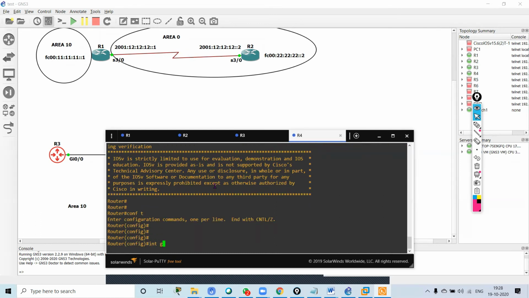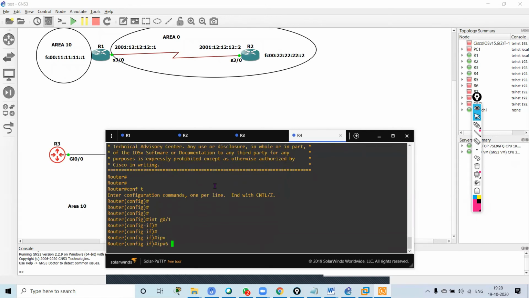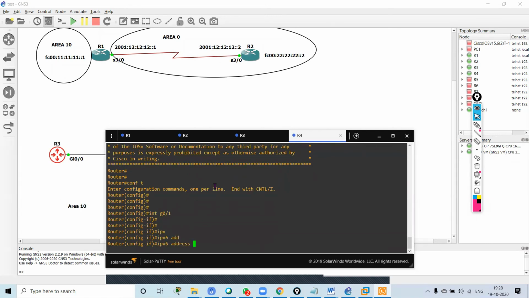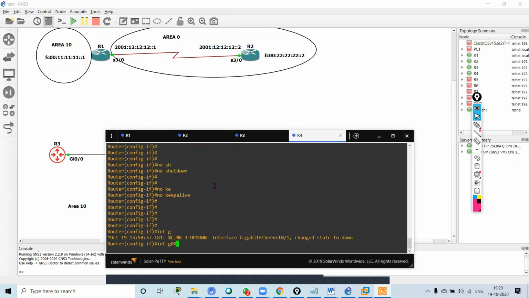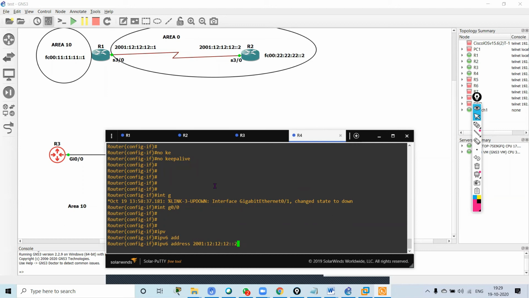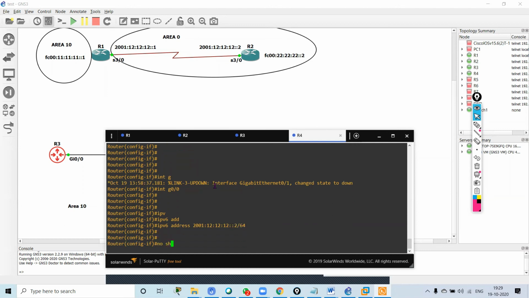Interface gigabit 0/1, IPv6 address FC00:22:22:22::2/64. No shut, no keepalive. Interface gigabit 0/0, IPv6 address 2001:12:12:12::2/64. No shut. Okay.